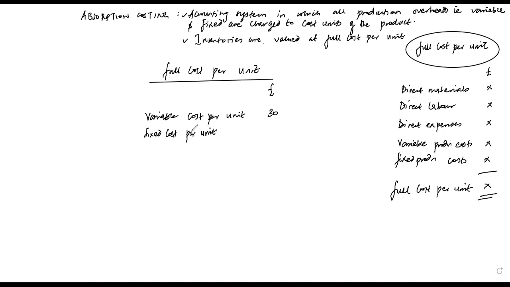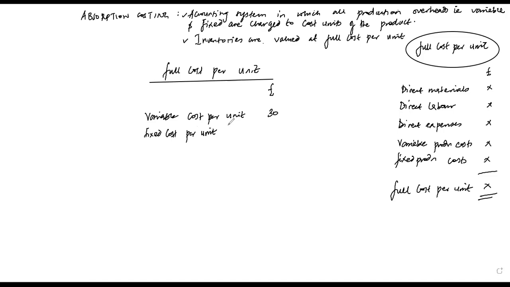Now, when it comes to the fixed cost per unit under absorption costing, of course, we have to include the fixed cost per unit in the cost per unit computation. If you have to come up with the full cost per unit, we have to add the fixed cost per unit. But to get that fixed cost per unit, of course, we need to know the absorption rate. And in this case, our absorption rate is output.